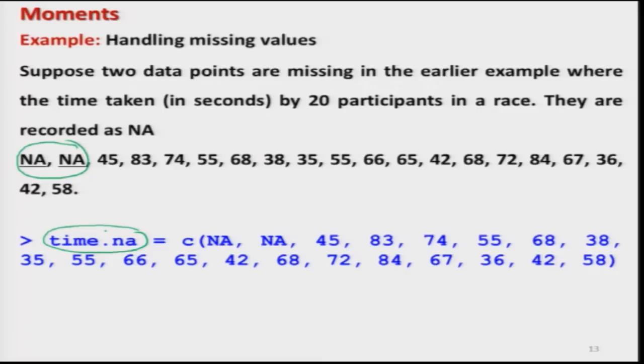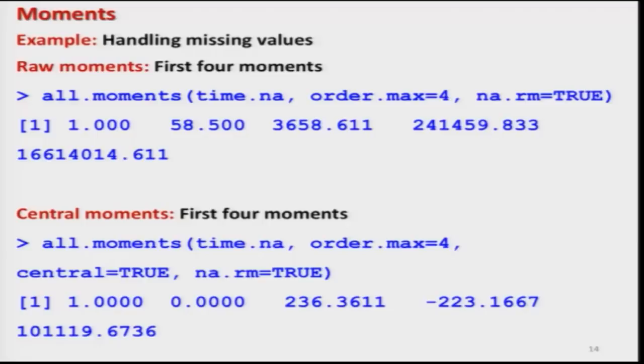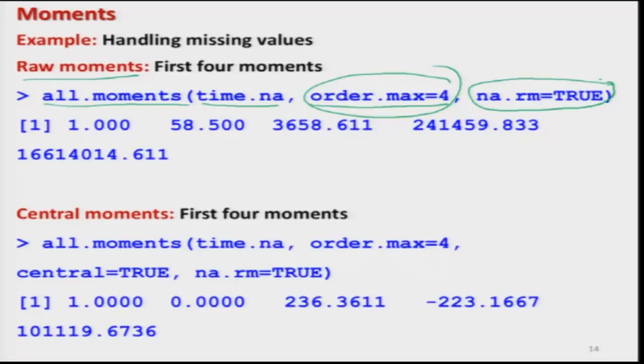Now, in case I want to compute the raw moments here, I have to simply use the same command all.moments with the data vector, and suppose I want to compute the first 4 moments, so I give order.max equal to 4. Then I have to say na.rm equal to TRUE, and if you do not write it, the default value is FALSE. Once you execute it, you will get the same outcome, computed in the same way as in the earlier example. The only thing is that the missing values have been removed and then the raw moments have been computed.